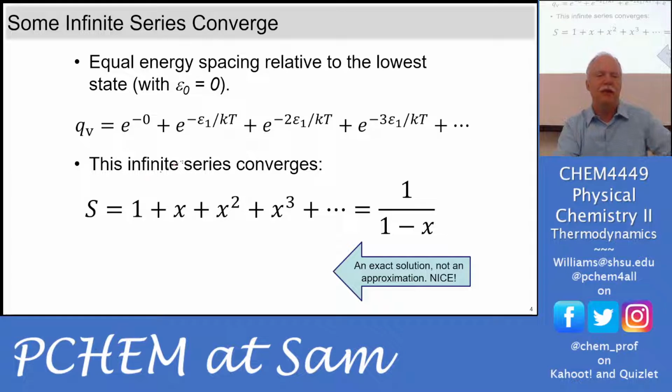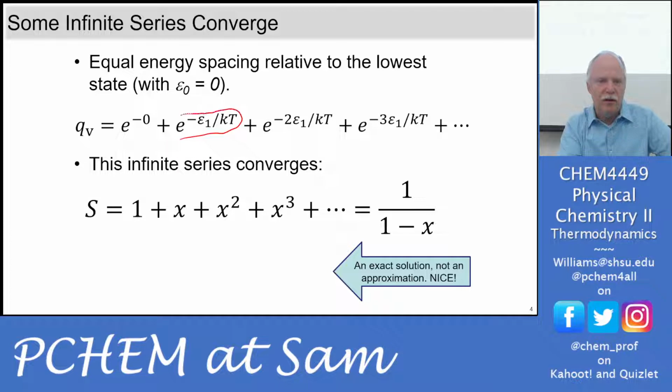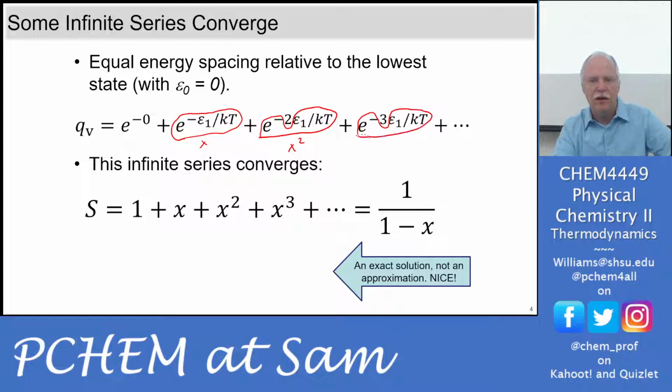Can you see the similarities here? If x is equal to this piece right here, then this is that same piece squared. So that's x. This is x squared. You see it? This is x cubed. And if that's an infinite sum, that series converges to this. So this is an exact solution, not the assumptions we made for rotation and vibration.